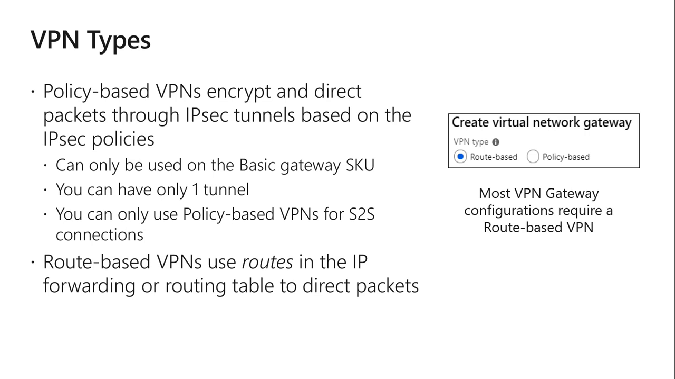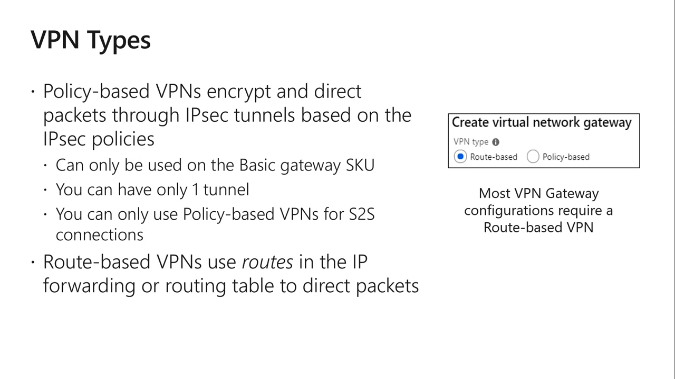So we introduced the VPN types, right? The first one is policy-based. The policy-based VPN encrypts and directs packets through the IPsec tunnels based on the IPsec policy configured with the combination of address prefixes between your on-premises network and the Azure VNet. The policy, or the traffic selector, whatever you prefer, is usually defined as an access list in the VPN device configuration. So when using a policy-based VPN, keep in mind the following limitations.